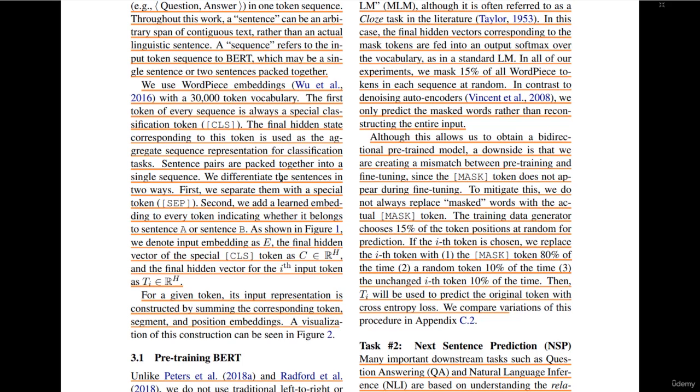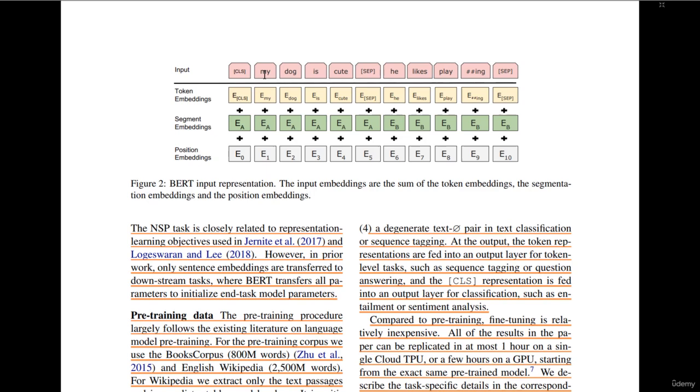Sentence pairs are packed together into a single sequence. We differentiate those sentences in two ways. First, we separate them with a special token, that's SEP. Second, we add a learned embedding to every token, indicating whether it belongs to sentence A or sentence B. So if we consider this input where we have two different sentences, the first one, my dog is cute, the other one, he likes playing.